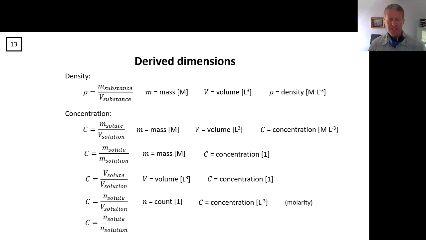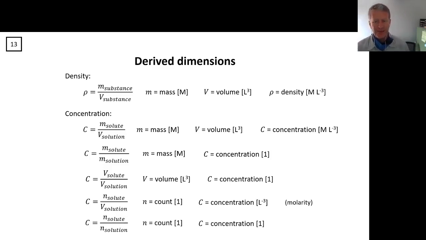You might have a mole ratio, which is the number of moles of the solute over the number of moles of the solution. Again, those are both counts. They don't even need to divide out because they're both counts, and you end up with a dimensionless number. Another way of using a dimensionless number to characterize concentration. So you have three different dimensionless approaches to characterizing concentration here.